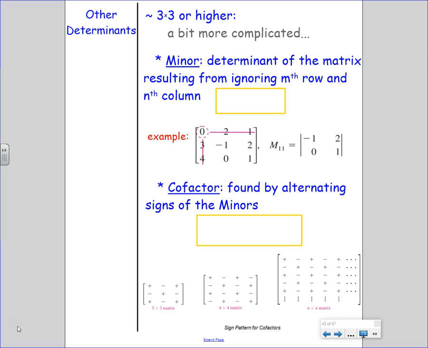But determinants of 3 by 3s and above are a bit more complicated. So I'm going to go ahead and show you how that works in an example. Then we'll come back to these 2 pages and fill in.